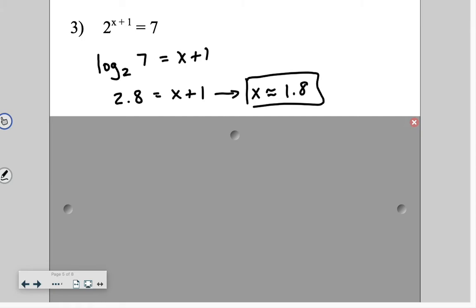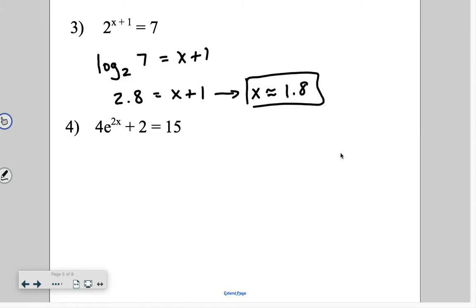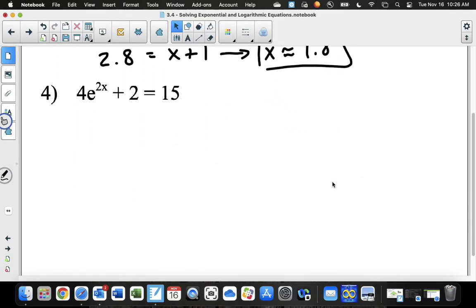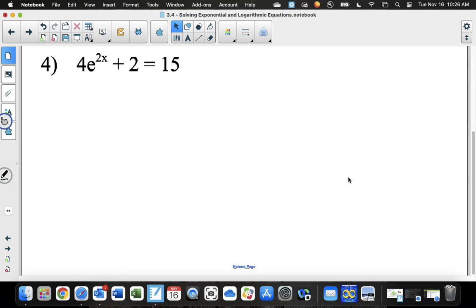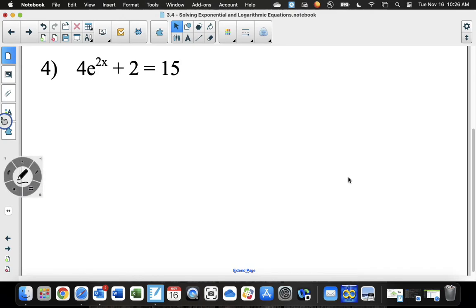How are we doing? Making some sense, hopefully? Okay, let's make it a little bit more complicated, but not too much. We just haven't had to isolate anything yet. Okay, everything's already been isolated. So, last exponential example: 4 times e to the 2x plus 2 equal to 15.